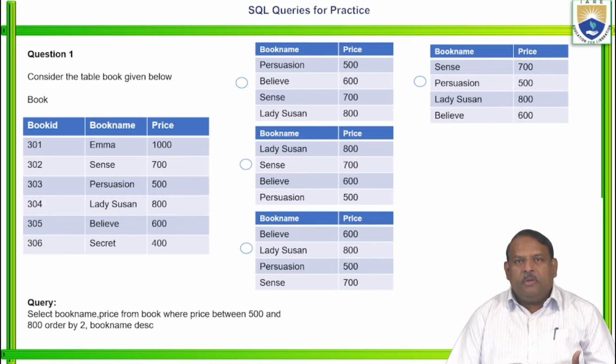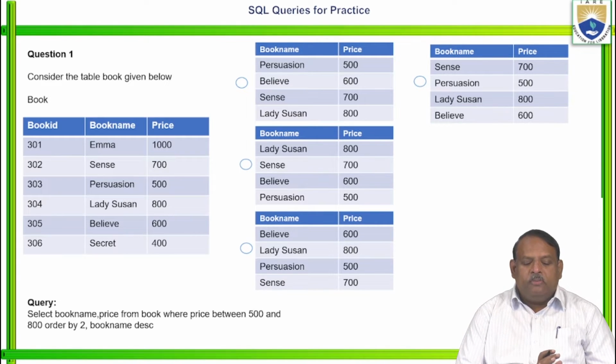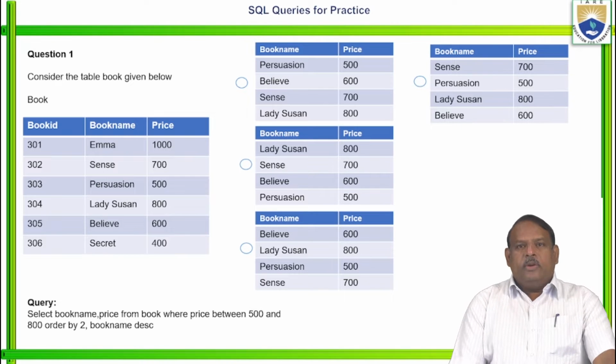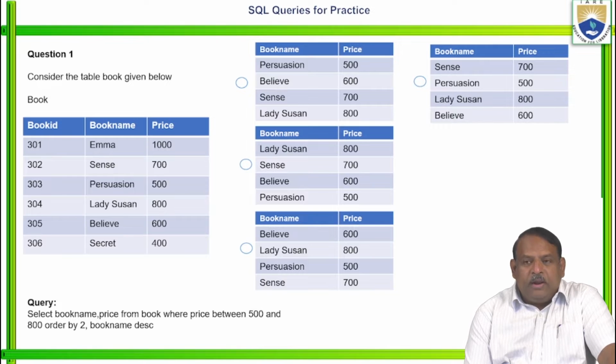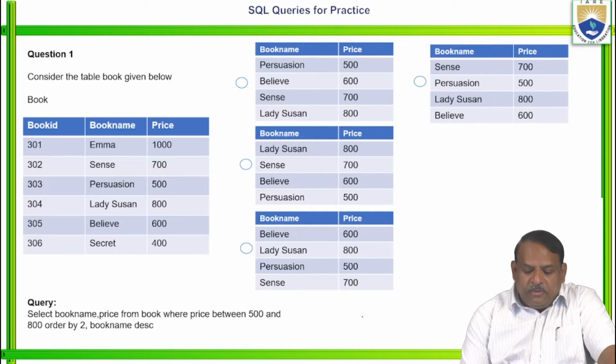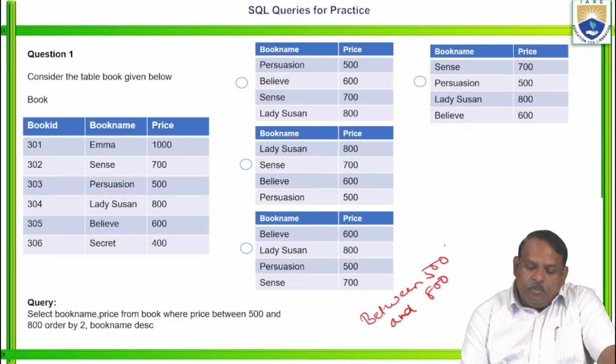So we'll work on this question in parts. First, we'll break down the where clause: where price between 500 to 800. We need to first identify the books whose price is between 500 to 800. When it is a between operator, both values are included. That means price is greater than or equal to 500 and less than or equal to 800.